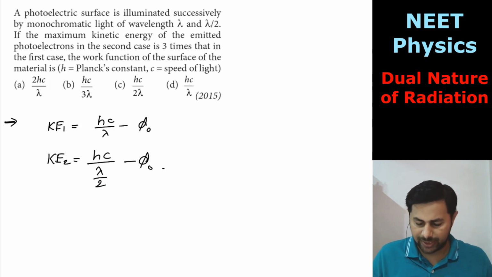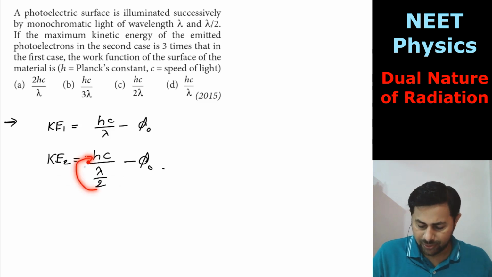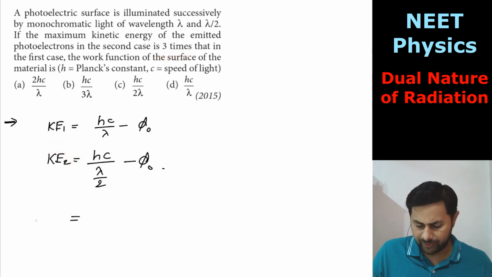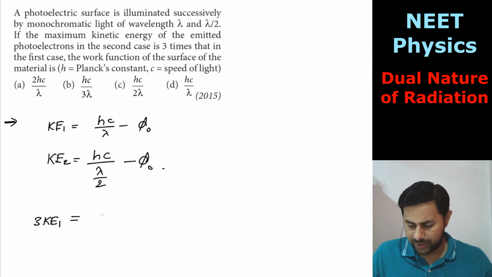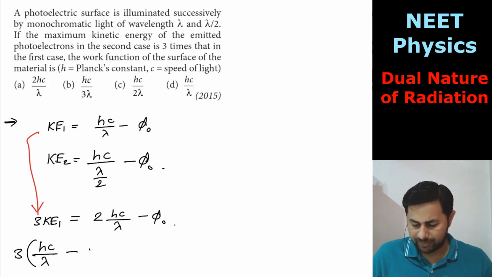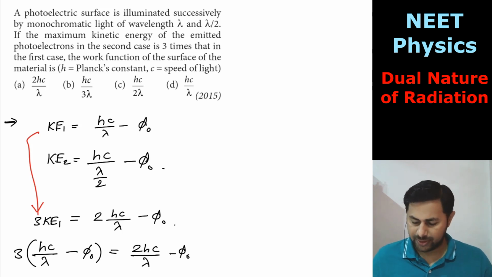We are just writing down Einstein's equation, and this 2 will go in the numerator. KE2 is given to be equal to 3 times KE1, so it is 3 times KE1 is equal to 2 times hc by lambda minus phi naught. Then you can substitute this KE1 here. What's KE1? It is hc by lambda minus phi naught. Then you have 3 times of that: 3 times hc by lambda minus phi naught is equal to 2 hc by lambda minus phi naught, right?